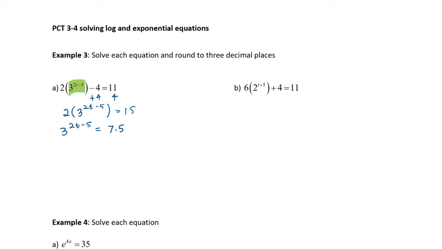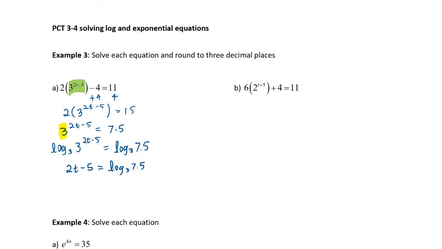Okay, now I'm at the stage where I have something raised to a power with a variable in it, and it's equal to something else. In order to get that exponent out, I need to use the inverse property. So I'm going to take the log of both sides. In this case, the log needs to have the base 3 because that's what the base of the exponent was. So we would have log base 3 of 3 to the 2t minus 5 equals log base 3 of 7.5. The expression on the left simplifies to 2t minus 5 equals log base 3 of 7.5.